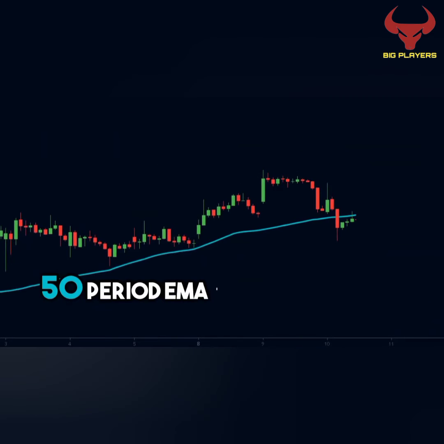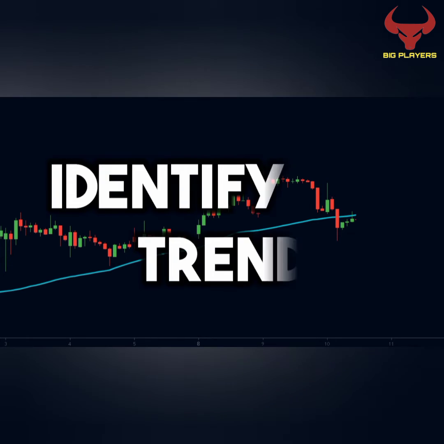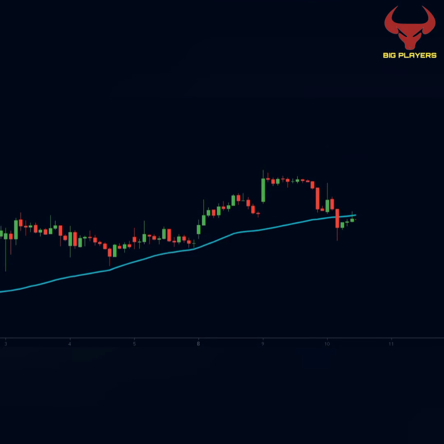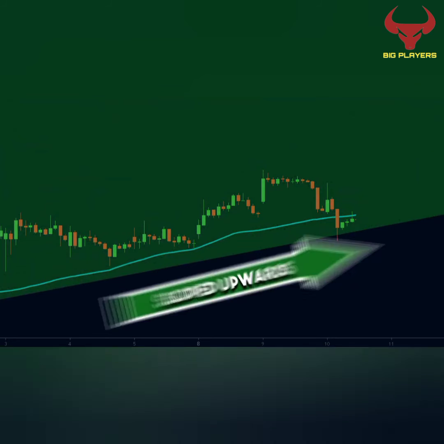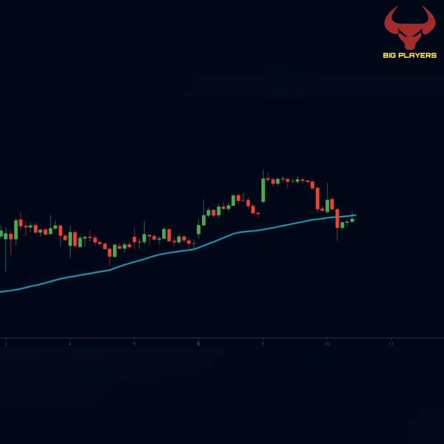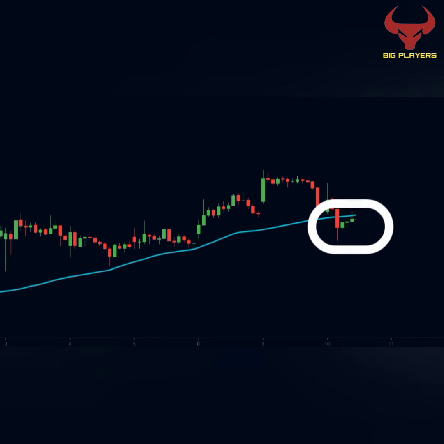Here the blue line is the 50-period moving average. Firstly, we need to analyze the moving average and identify the trend. Looking at the moving average, we can see that the price is above the moving average, and the moving average is also sloped upwards. Hence, we can conclude that the market is trending upwards. Now in an uptrend, we will only be looking for buy trades. Now look at this point.